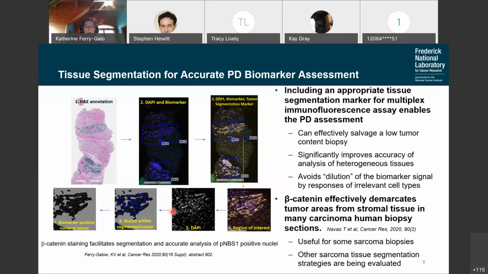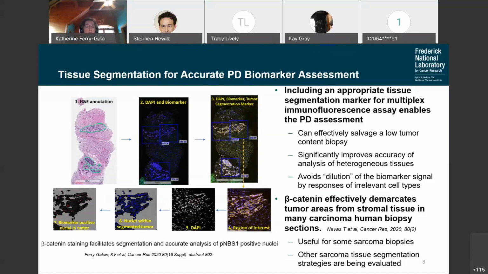If you were just looking at the image without the segmentation, you would falsely perhaps enumerate all of these nuclei in the field, whereas with the segmentation marker, you're able to pull out nuclei only in the tumor positive areas, and that leads to a very high, greatly increased accuracy of your pharmacodynamic assessment.